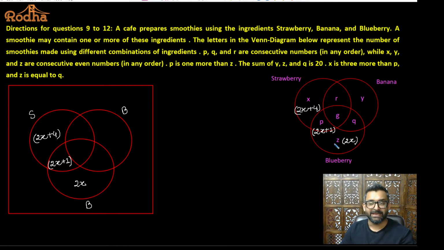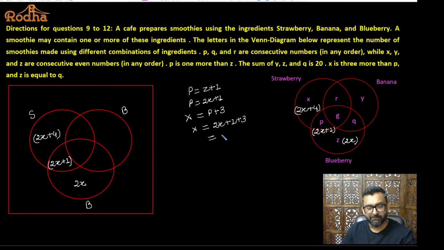Okay. So I got a couple of statements. One, that Z is an even number. I'll say Z is 2x and P is 1 more than Z. So if I say P is Z plus 1, fine. So P will turn out to be what? 2x plus 1. And X is 3 more than P. So X will turn out to be 2x plus 1 plus 3. That will make it 2x plus 4. I hope you are getting these points. Okay, that is what I have done here. Fine. What else we can do?